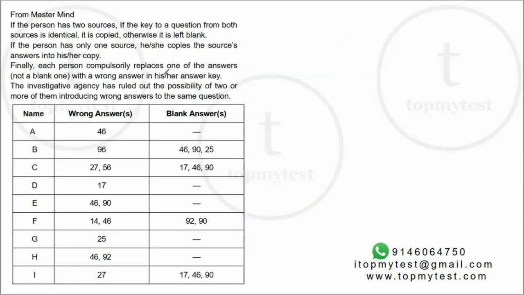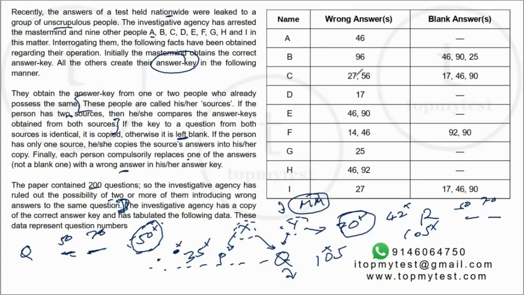Okay, I have summarized this information. Let's see. Now, as we discussed, every time you get it from multiple sources, you will have blank answers being introduced. That's the only time you get blank answers introduced. Otherwise, you will just mark one or more questions wrong.